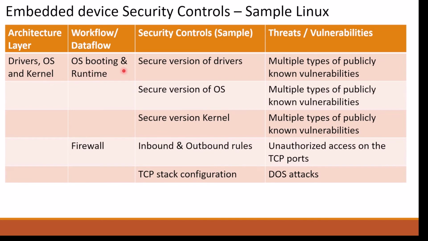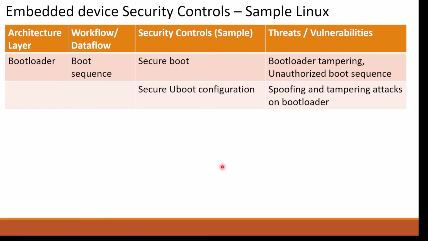Next layer is the driver, OS and kernel layer. So here OS level security, like secure version of drivers, secure version of OS, secure version of kernel, these aspects we need to consider. On top of the OS, the network layer components, firewall, inbound outbound rules, and TCP stack configuration, these aspects also we need to consider.